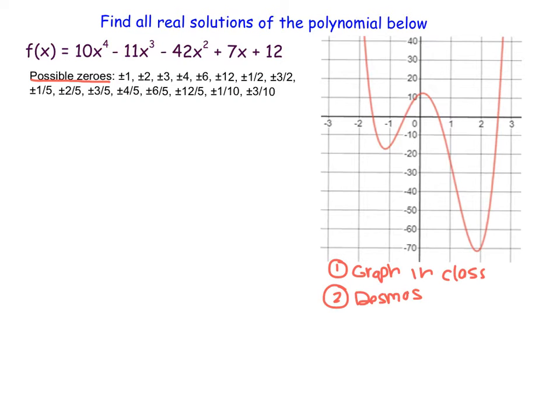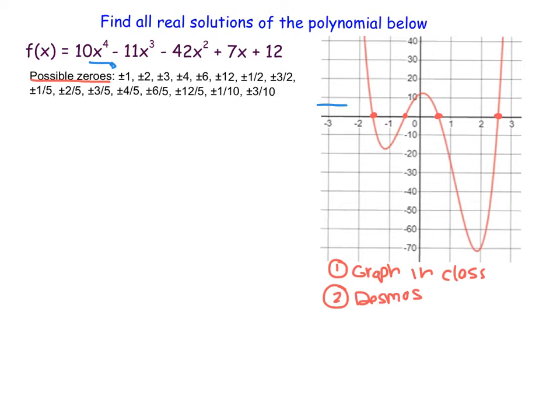So if I take a look at this graph, what I notice is I have 1, 2, 3, 4 zeros. So I have 4 different numbers I'm looking for. And some of those possible numbers lie in this list. So I'm going to use what I see in the graph to guesstimate what one might be and then test it out to see if it is in fact a factor by utilizing synthetic division.